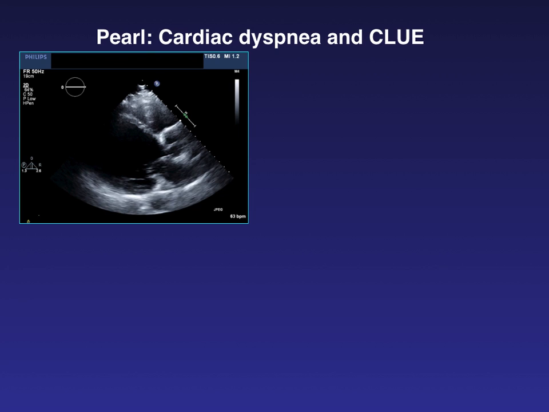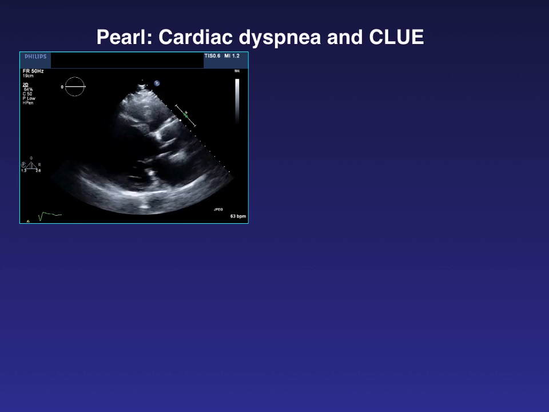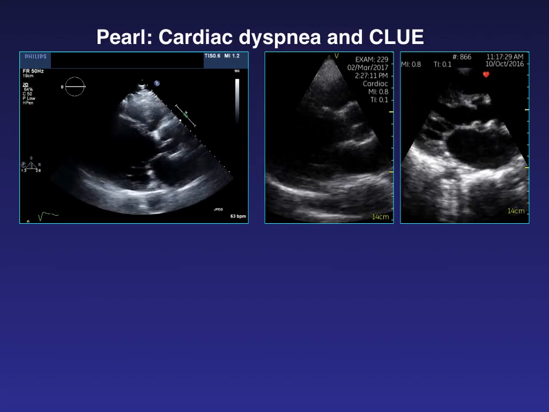Having said that, what are the pearls of looking at the left ventricle and left atrium in combination? Well, here's a great example of someone with LV dysfunction, as you can clearly see. But if this patient comes in dyspneic, we don't think that it would be related to the LV dysfunction. Why? Because the left atrium is small. And that's a great clue to help determine what the causes of dyspnea are.